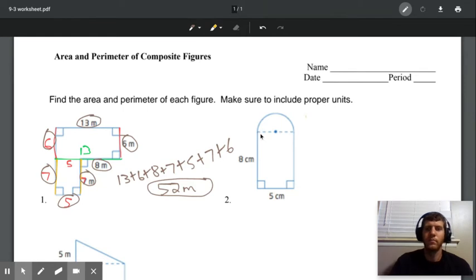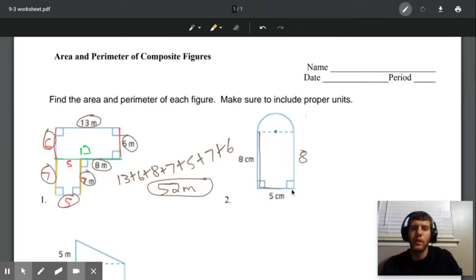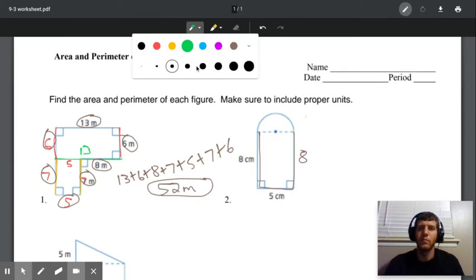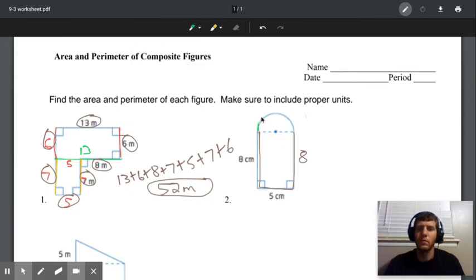All right, number 2 here, we have a rectangle. So we know that this piece here is 8. Okay, and then so we have 8 plus 5 plus 8. Right, but then we're missing the length around the half circle. Missing this green piece here. Okay, so to find the length around a circle, that's the circumference. Right, so the circumference of a circle is 2 pi r.